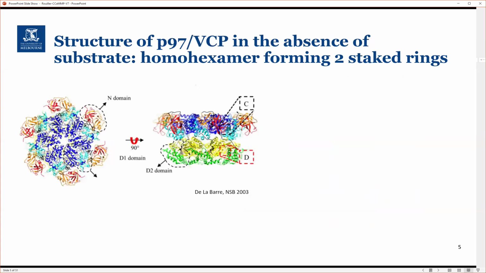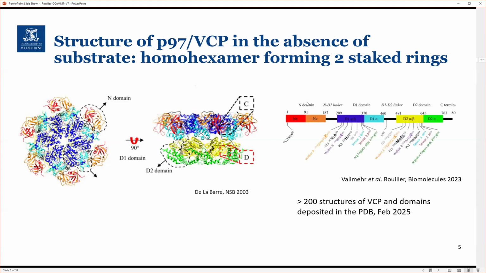A couple of years later, Baron de la Barre published the first crystal structure of VCP, and it confirmed our cryo-EM structure. It showed that P97 assembled as a homohexamer, forming two stacked rings. So if we look at the structure of a monomer, we have an N domain, a D1 domain, and a D2 domain.